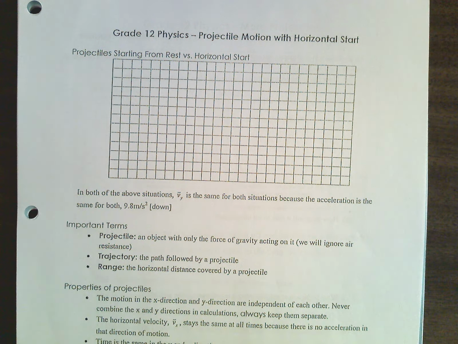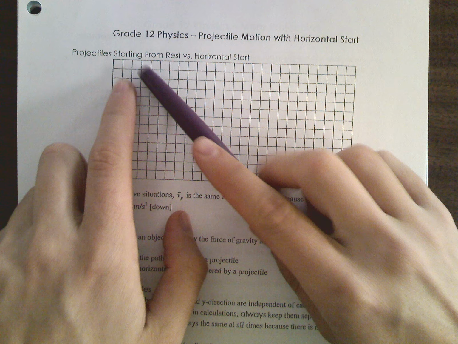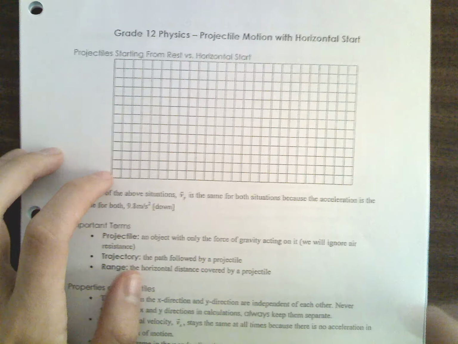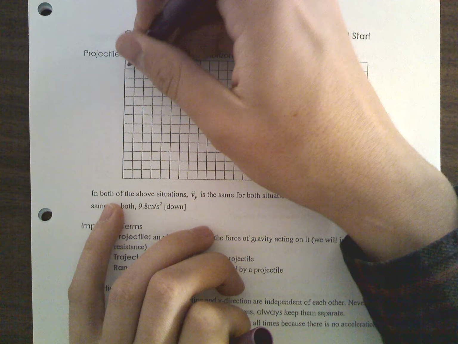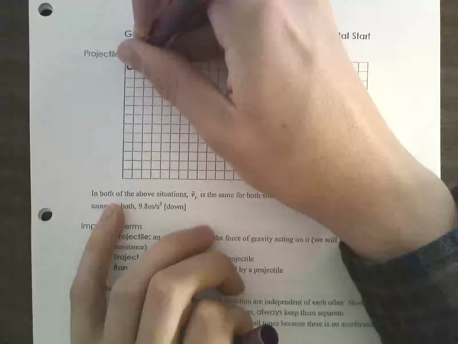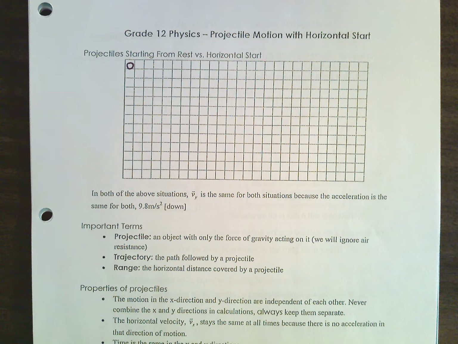So let's start here by drawing out a situation where we have an object starting from rest or an object starting from a horizontal start. So we will make our object just a little ball here.